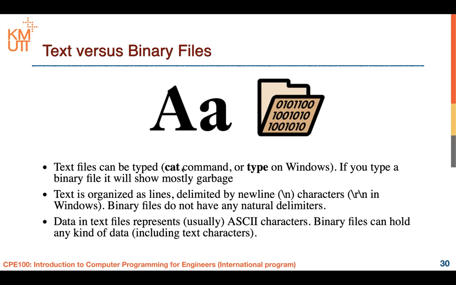But for the text file, you consider the value in bytes, and a byte is 8 bits. For the text file, you can use cat or the type command in order to show the value. The text file represents ASCII numbers, and in the text file you can also use backslash n, which is a new line.